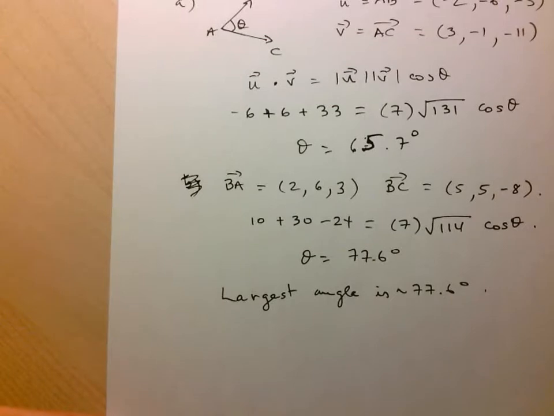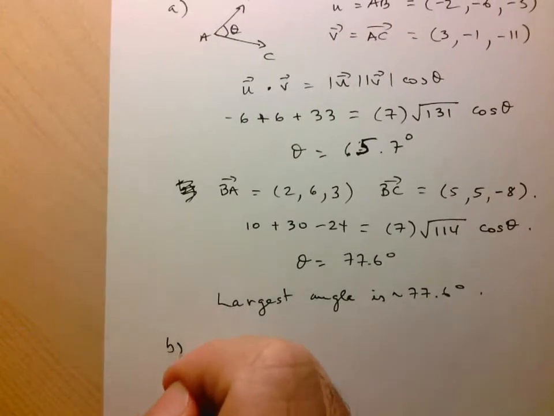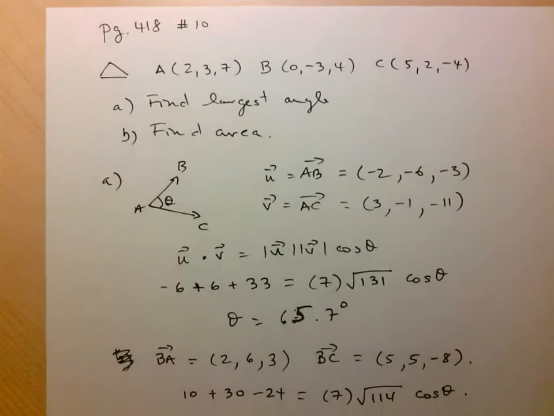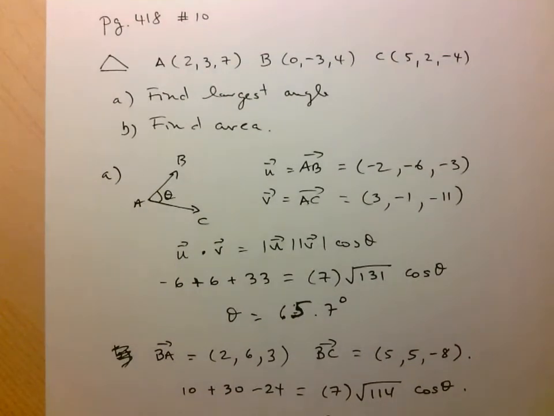Okay, so there we go. Again, good use of the dot product. Now in B, the real B, they want us to find the area of the triangle.